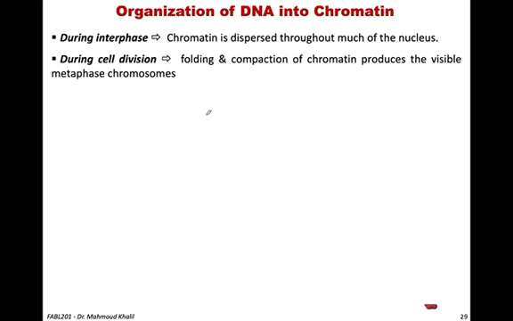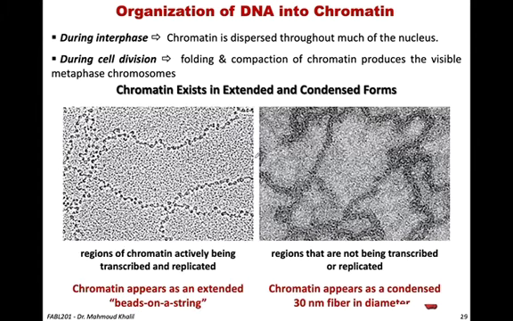So actually, during interphase the chromatin is dispersed throughout much of the nucleus, but during cell division the cell needs to fold and compact the DNA to produce the visible chromosome. So actually chromosome exists in two forms. You can see here this is an electron microscope image of the structure of beads on a string, while this electron microscope image shows the structure of the 30 nanometer fiber.